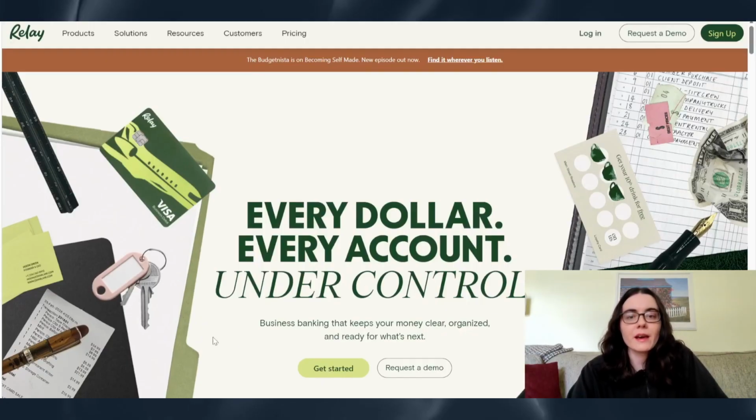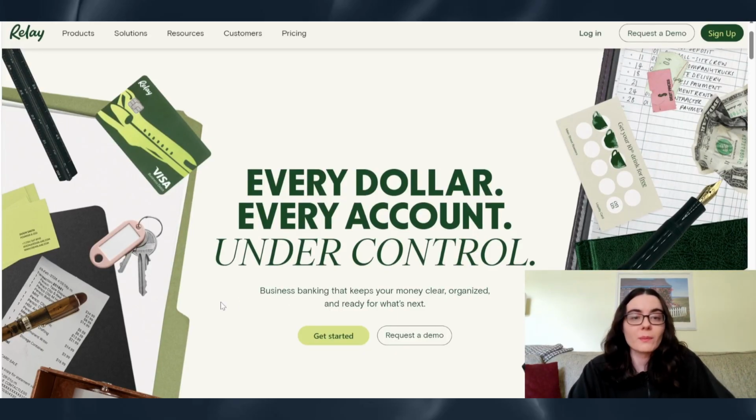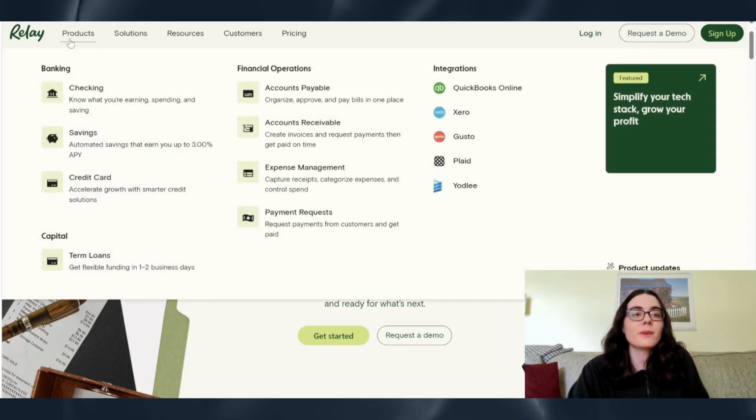So with Relay, as you can see, business banking is their main thing. They even mention right here on their homepage, business banking that keeps your money clear, organized, and ready for what's next. So that is their main thing. You may already have Relay for business banking. If you don't, they have checking and savings accounts, also a credit card that they offer. You can also get loans through them. So that is really the main thing with Relay, the banking side, though they do also have capabilities on this operational side. So accounts payable, accounts receivable, expense management, and then also payment requests.